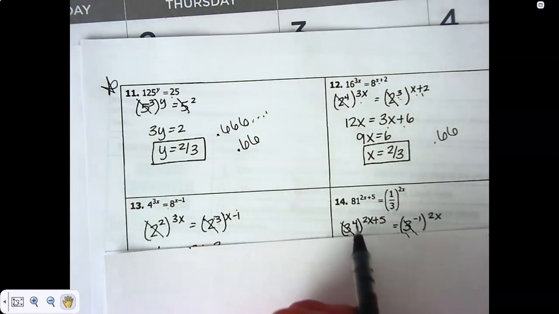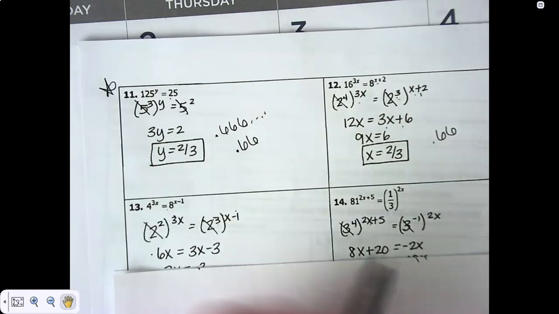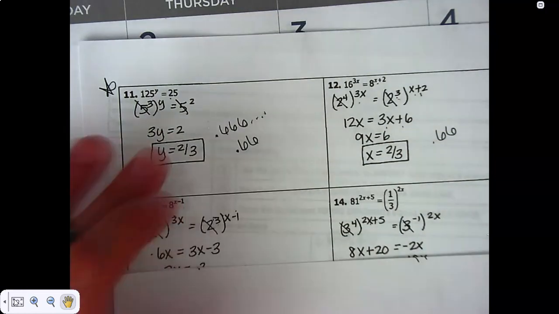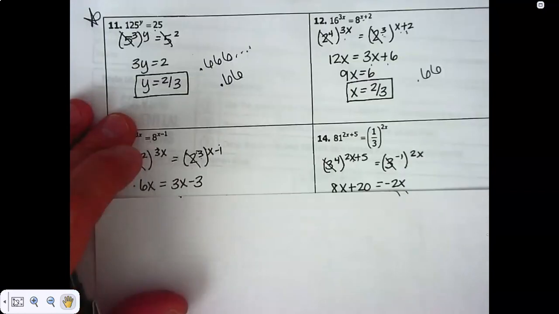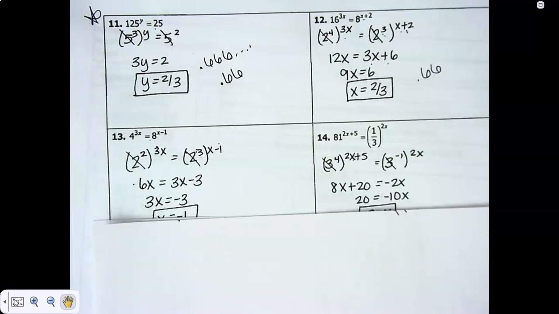Distribute the left side. 4 times 2x will be 8x. 4 times 5 will be 20. Negative 1 times 2x will be a negative 2x. Be careful with those negatives. You guys are really good about doing a lot of the algebra, but negatives sometimes still throw some of you off. Go ahead and solve by combining your like terms.